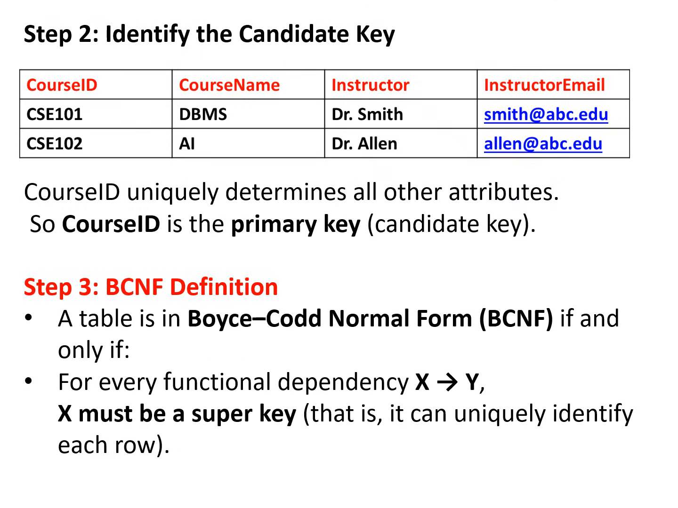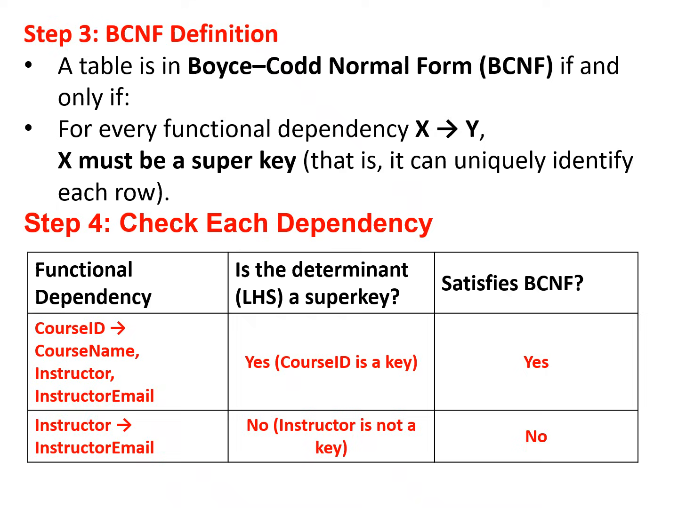We have to identify the candidate key. Course ID uniquely identifies all the other attributes, so course ID is the primary key. In Boyce-Codd normal form, for every functional dependency X must be a super key. So we have to check each dependency to see whether it is satisfied or not.